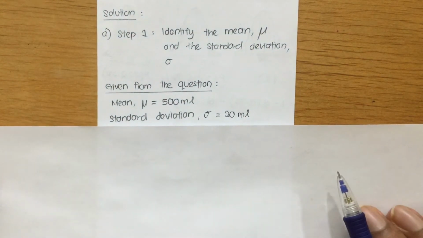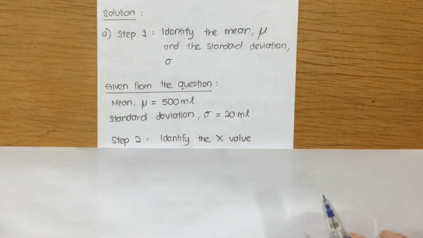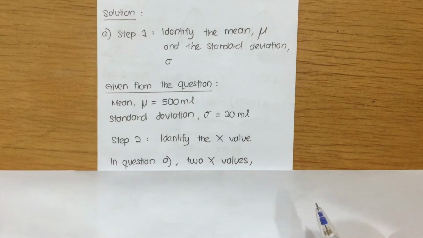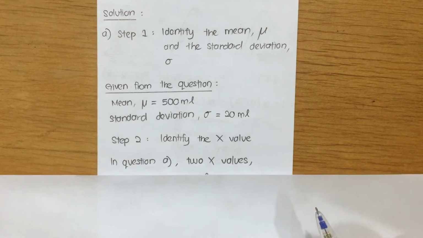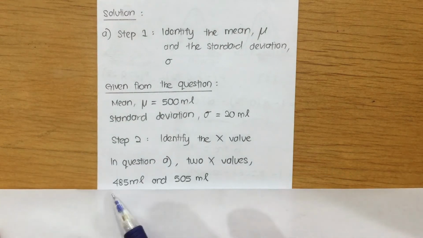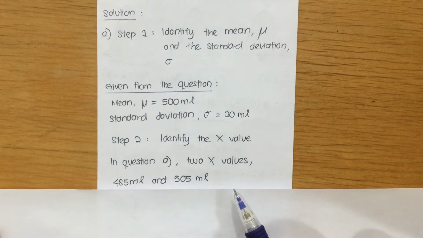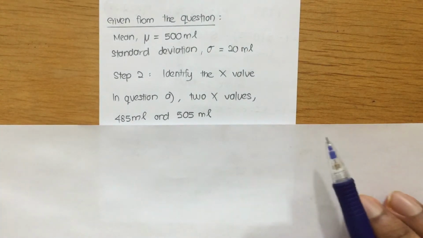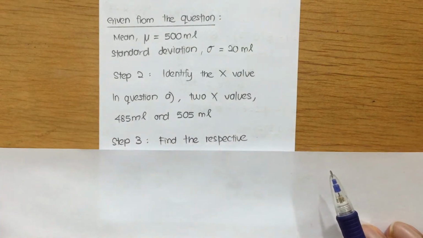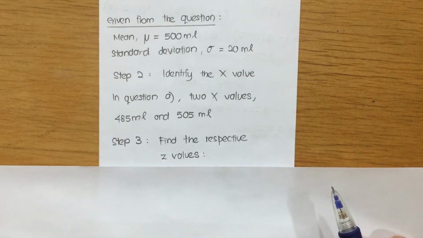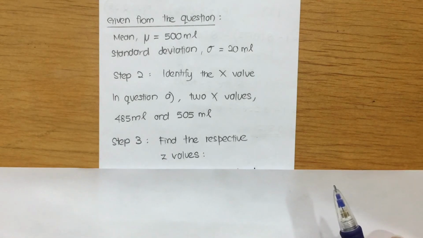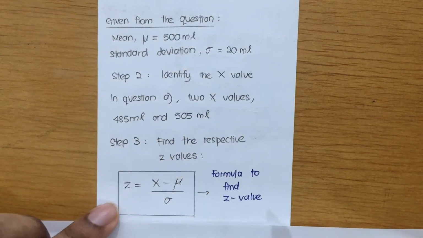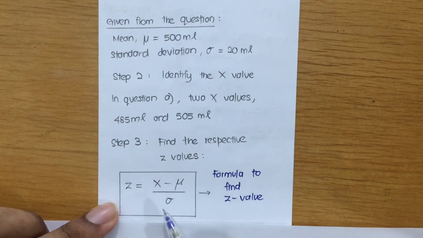Moving on to the next step. So step 2, you need to identify the x values from the question. In question part A, there are two x values given guys, which are 485 and 505 ml. So moving on to the third step. In the third step, you need to find the respective z values guys. How to find the z value? This is the formula over here. Z equals x minus mu divided by sigma.